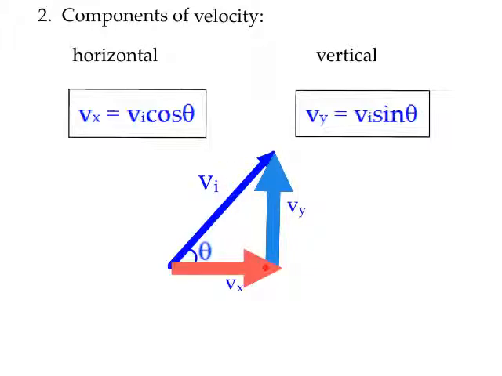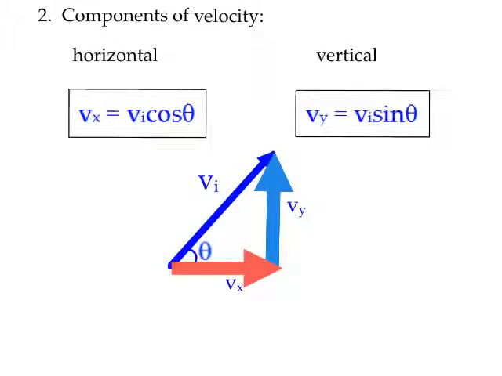The horizontal leg of the velocity can be found with the cosine of the angle, and we're using our subscripts to indicate which component of velocity. So to find the horizontal component, that would be Vx, and then that's equal to Vi, which is our hypotenuse, times the cosine of the angle. And then similarly, we would do the same thing with the vertical direction, but now we're going to use the sine function to help us find that leg of the triangle.